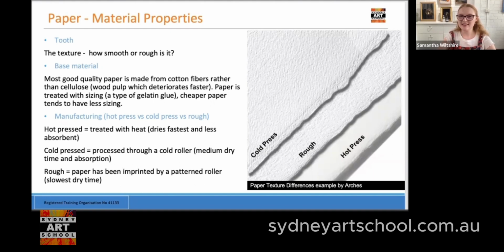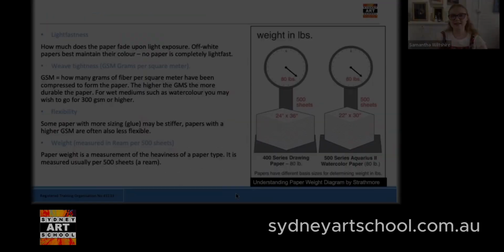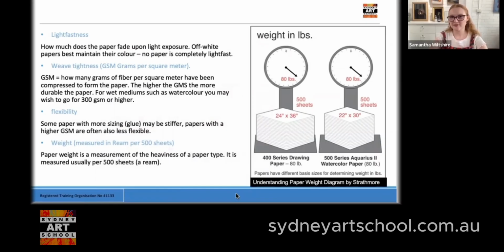It dries faster and is a little bit less absorbent. Cold press paper was processed through a cold roller. It has a medium drying time if I was to be using wet materials on that paper, and also a medium level of absorption. And then we've got rough paper. Rough paper has been imprinted by a patterned roller, and it does have the slowest drying time when it's used with wet materials. The next factor for us to consider is light fastness.